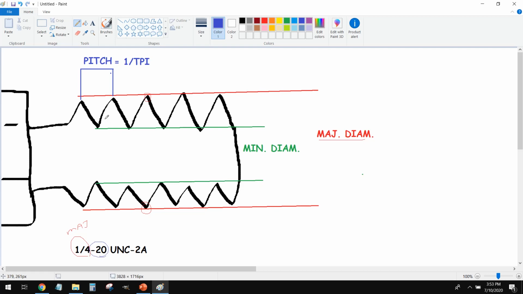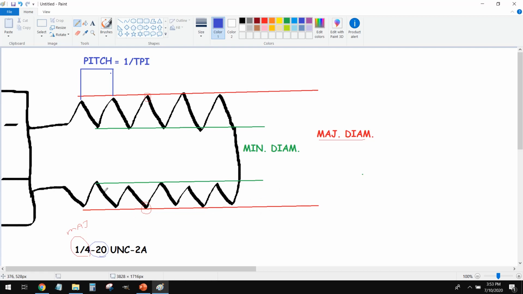Now our threads per inch is how many threads, how many actual individual peaks are in 1 inch of space. So on this thread here, this is a 1/4 20 thread. In 1 inch of space, there are 20 thread teeth.